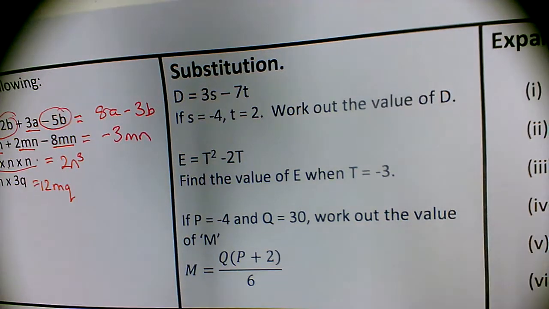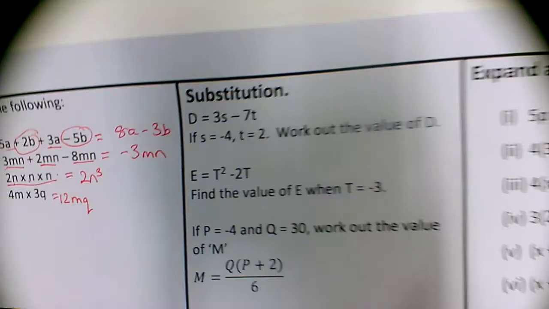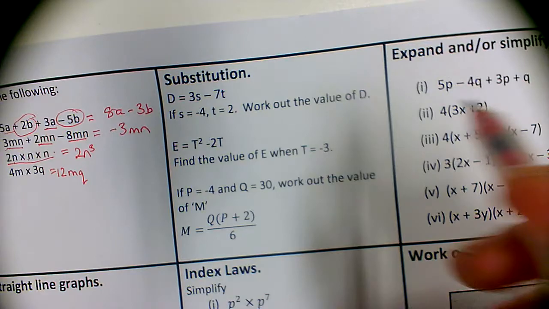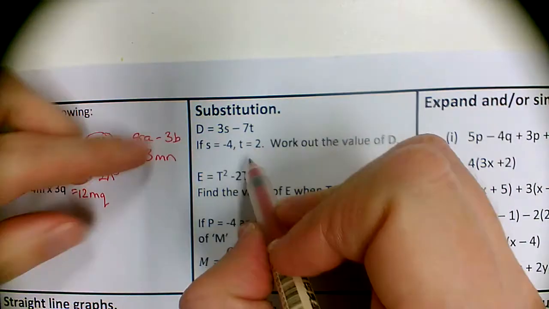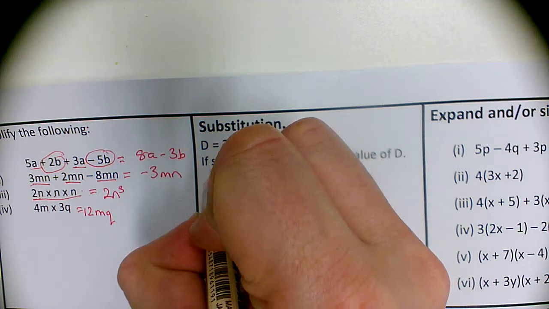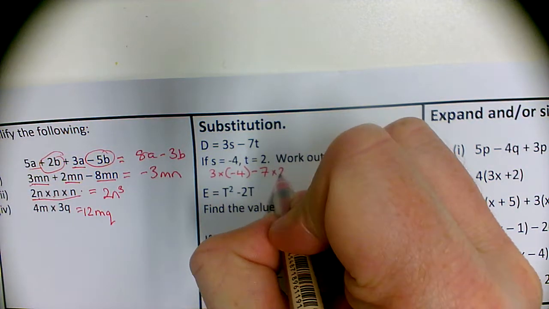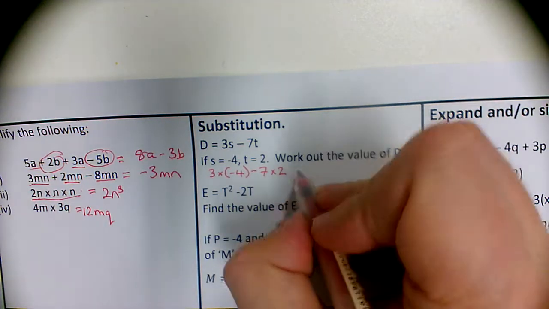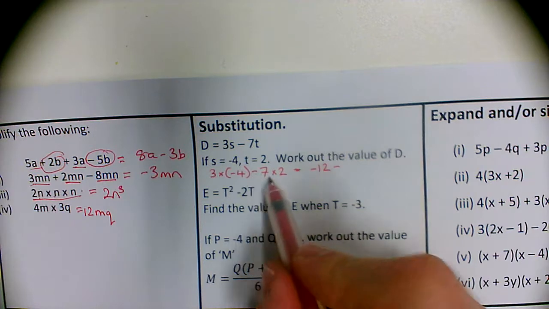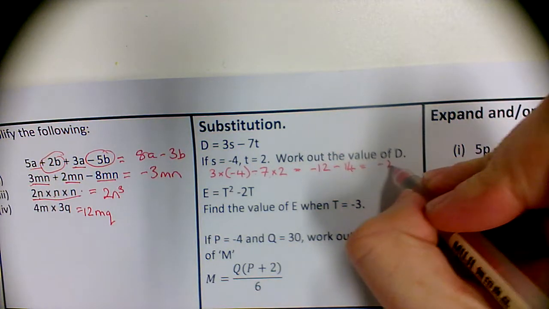All right, moving on to the substituting one. I'm going to do this as if we didn't have a calculator, because these are the sort of questions that we could be asked to do without a calculator. So moving on here, I've got s is equal to negative 4 and t is equal to 2. So I'm just going to start off by putting those numbers down like that. Now, 3 times negative 4 is negative 12. Take away 7 times 2, 14. That's negative 26.